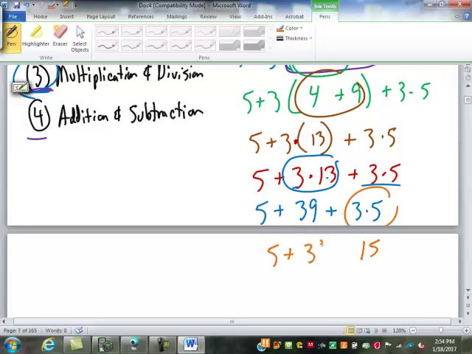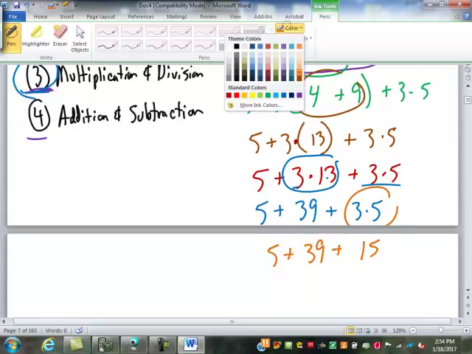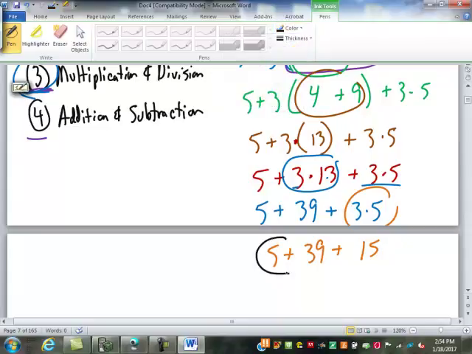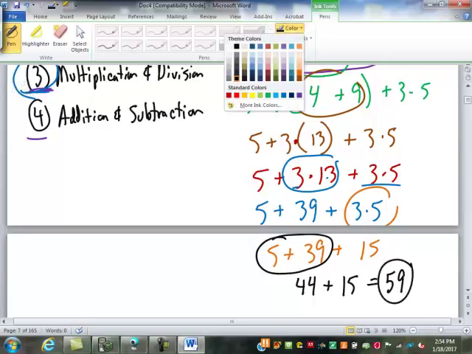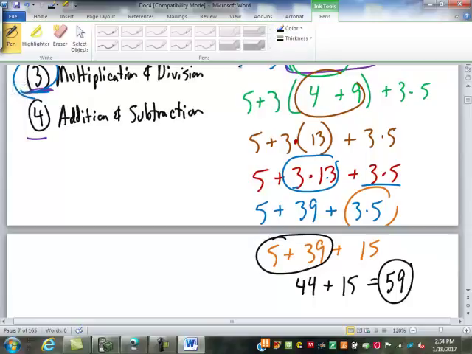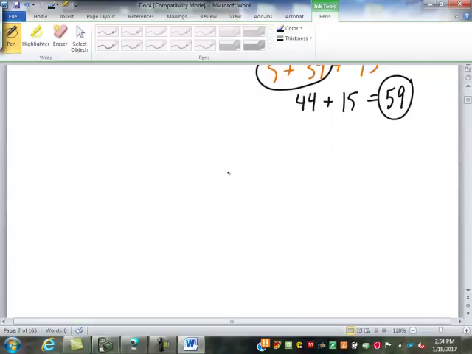And now once again, we're left with only addition and subtraction. In fact, this time it's only addition. So go left to right. 5 plus 39 is 44, plus 15 is 59. We can run into problems like this one.